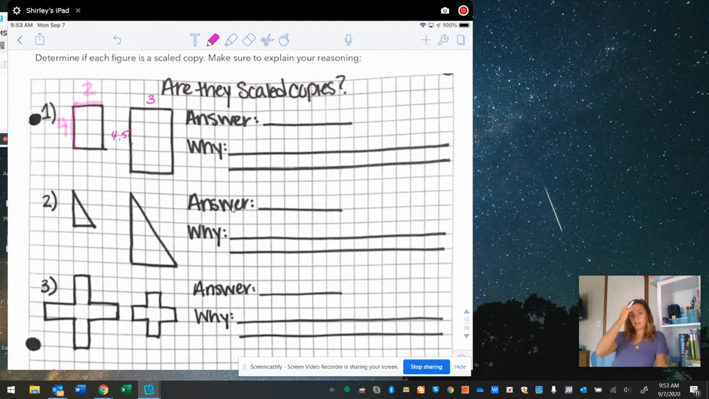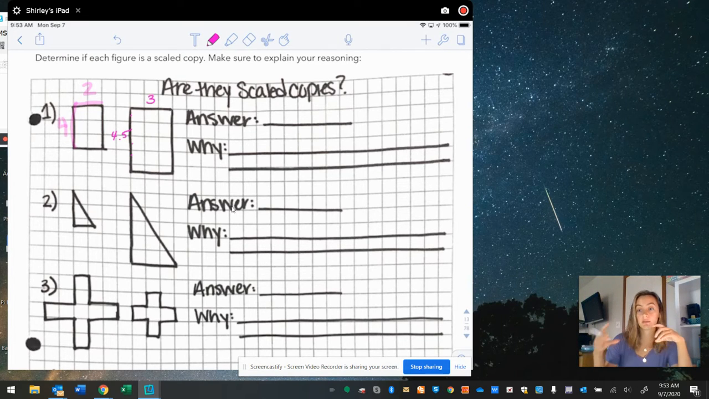Once I count the sides, I need to look to see if they have that scale factor number. So if I want to find the scale factor from my smaller shape to my bigger shape, since I'm going to the bigger shape, that means I take a big number divided by a small number. So to look for that scale factor, we're going to do 4.5 divided by 4. In your calculators, you can type that in. I'm just going to use my phone calculator. 4.5 divided by 4 gives me 1.125.